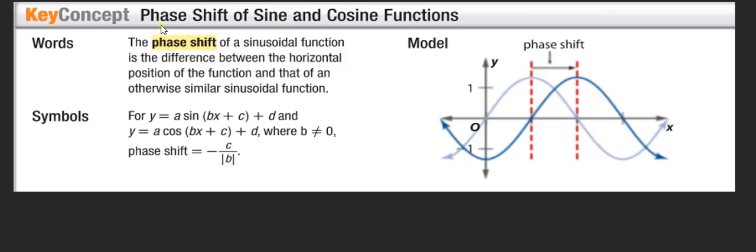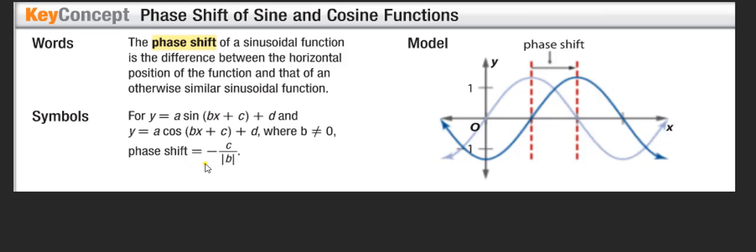In this video, we're going to talk about phase shift of sine and cosine functions. When we talk about phase shift, we're talking about horizontal shift. And horizontal shift, phase shift, is affected by C and B. So phase shift is equal to negative C over the absolute value of B.